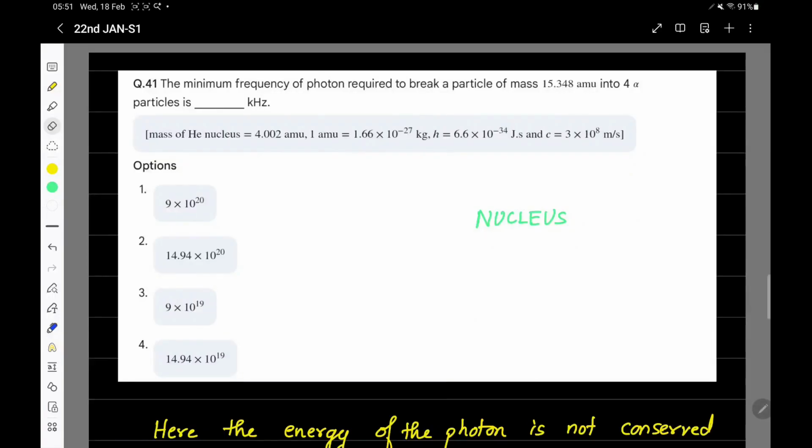Hello students, today we are solving a question on nucleus chapter. This is also a question from 22nd January shift 1 of JEE Mains 2026.